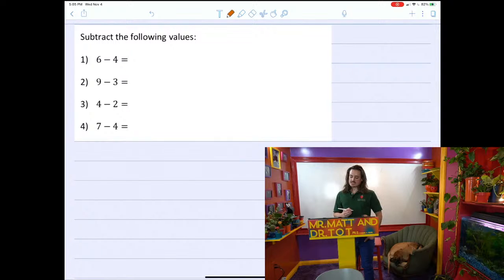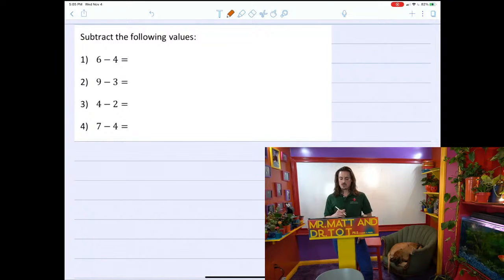So we have number 1, 6 minus 4, number 2, 9 minus 3, and number 3, 4 minus 2, and number 4 says 7 minus 4. So I'm going to solve number 1 with you, and then I'll give you some time to look at 2, 3, and 4.